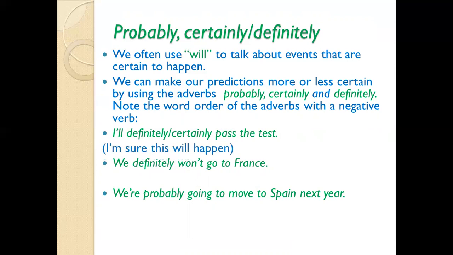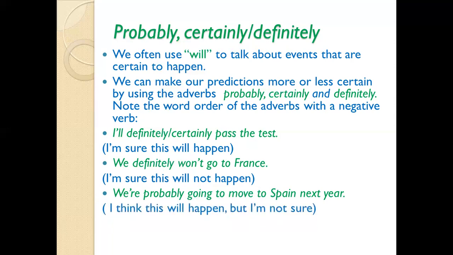We definitely won't go to France. Here, as you can see, we use the adverb before the auxiliary verb will and the negative not, won't. I'm sure this will not happen. We are probably going to move to Spain next year. Again, we can see the use of the adverb probably after the auxiliary verb are. We are probably, and then the rest of the sentence. In this way, we express, I think this will happen, but I'm not sure.